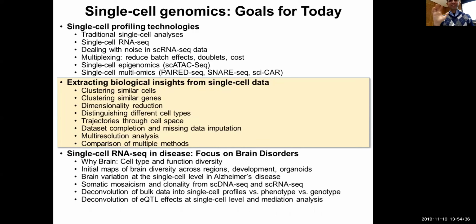So, whew, that was just the technology part, okay? It's a fast-moving field. 5 years ago, this lecture didn't even exist. We went from traditional single-cell analysis to single-cell RNA-seq, different ways of dealing with noise, to a multiplexing approach that reduces batch effects, reduces the number of doublets, but also reduces the overall cost because you're now pooling multiple samples in each of your experiments. We saw single-cell epigenomic analysis and its limitations and the need to pool either multiple cells or multiple genomic locations. And we also saw multi-omics at the single-cell level. Okay, who feels that they've learned stuff today?